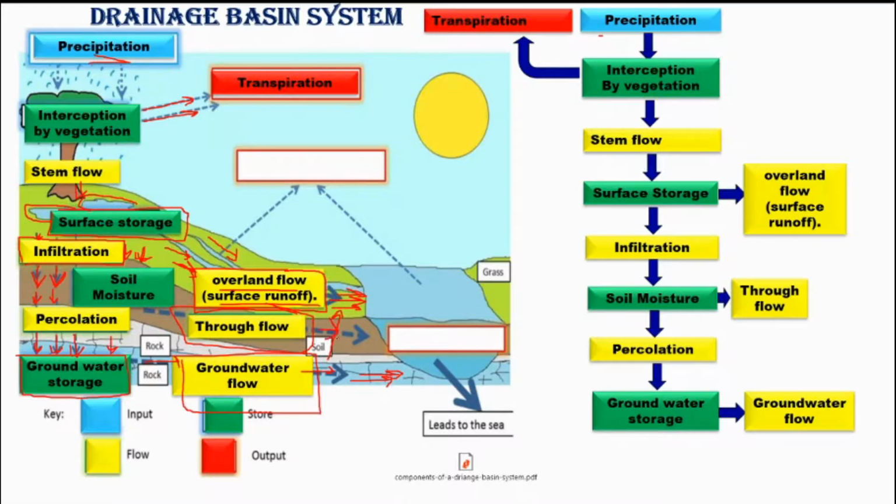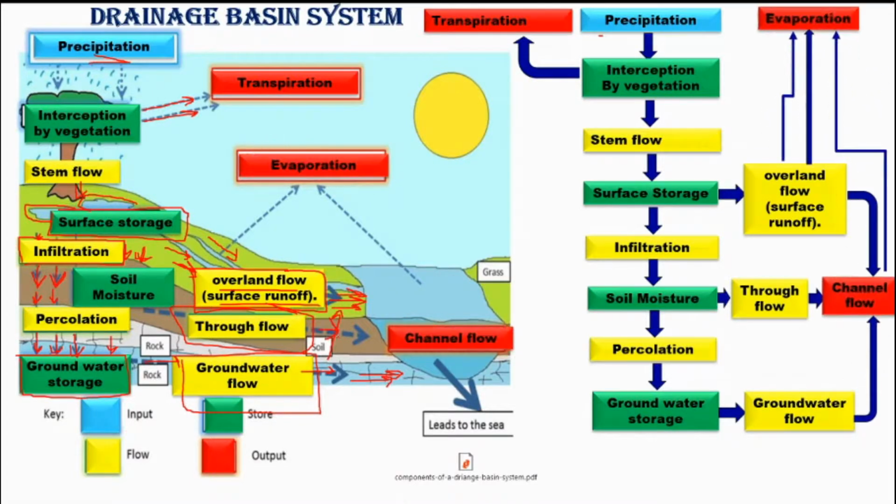And the last but not the least is evapotranspiration, which is a combination of evaporation and transpiration. Together, we refer to this water loss from the basin as evapotranspiration. It's an important output of water from the basin, and in an equatorial rainforest area, it can amount to 80% of the total output of water from the basin.